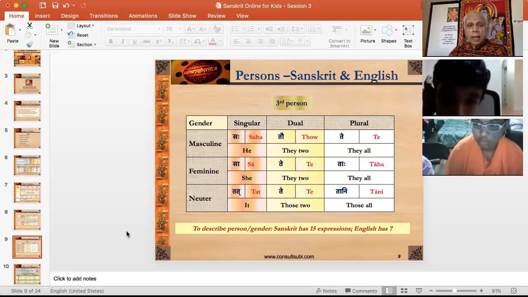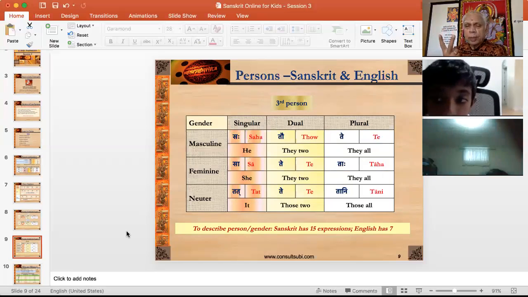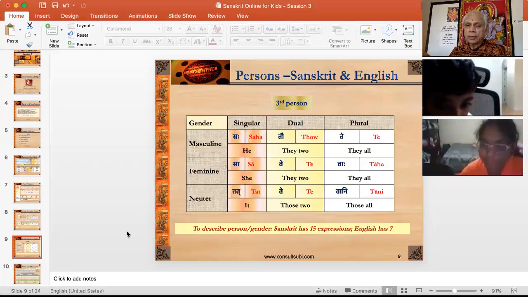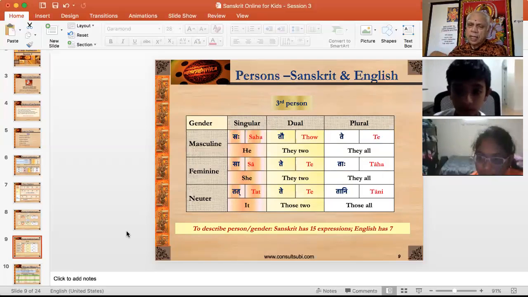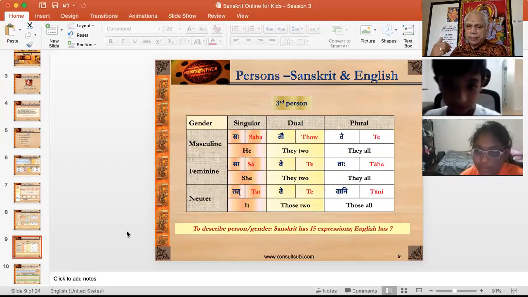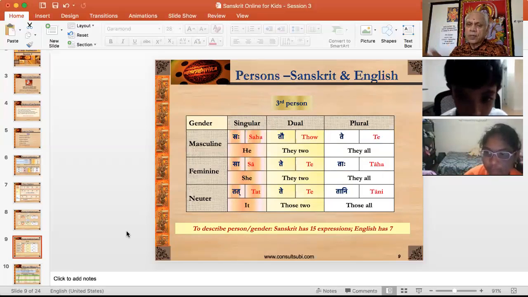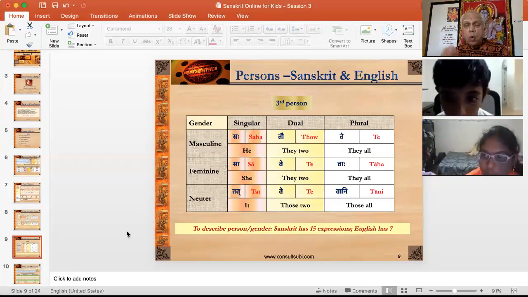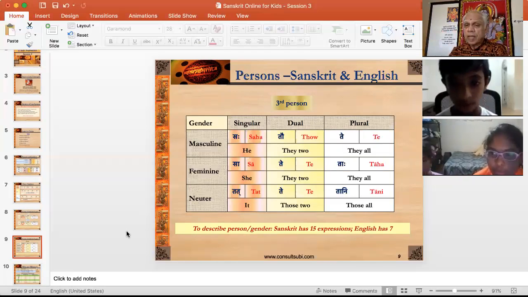So if you say saha, singular, tau refers to two people. They two. Te is they all. Easy to remember because they and te almost rhyme, right? They and te are together in sound. Therefore, it refers to plural, they all. But tau, you should remember that au, I said karnau, right? Karau. When au comes, you can be sure it is referring to two people. Here, te means plural.